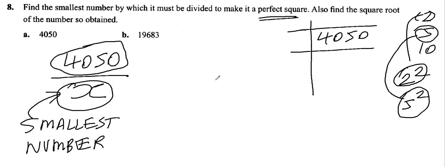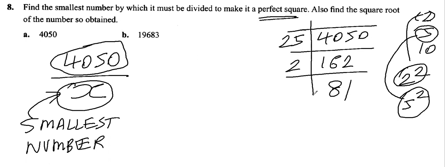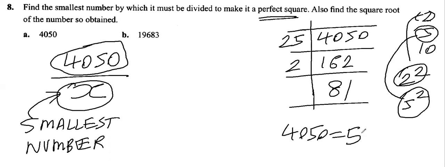Instead of that, I am going to divide by 25. So I divide by 25, and I will get 162. Since it is 162, I am going to divide by 2 again. I will get 81. So 4050 has the factors 5 square, and then 9 square, 9 nines are 81, and this 2. So what remains here?